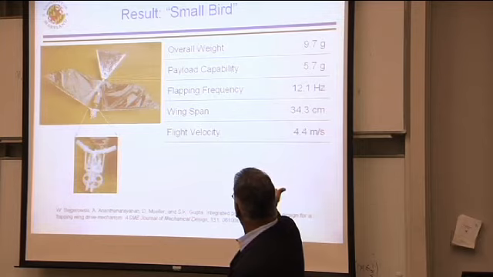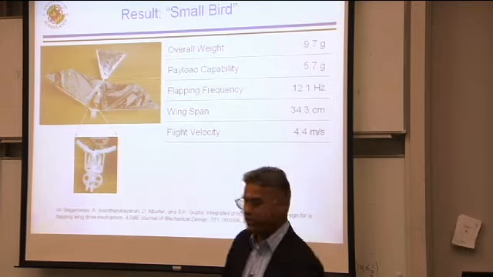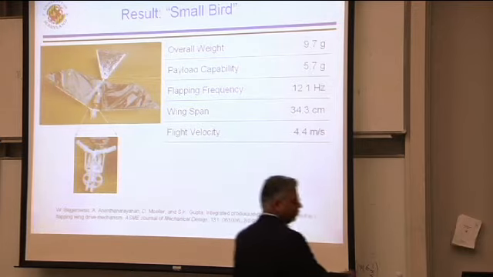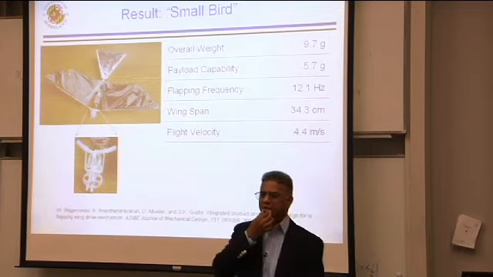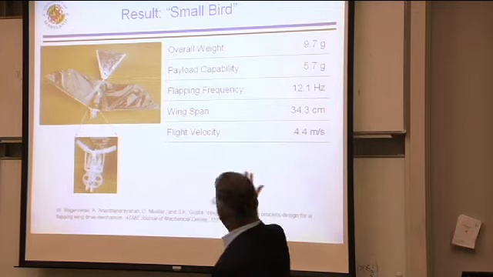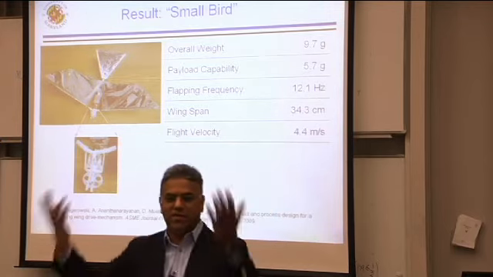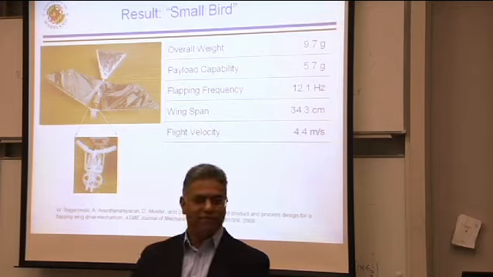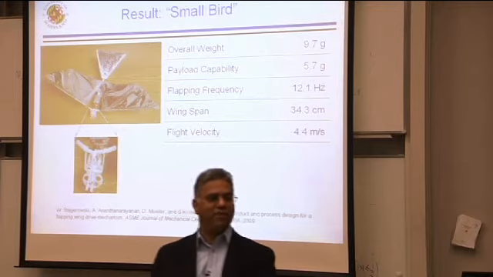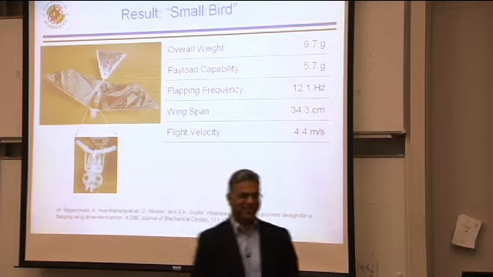And it flies at about 4.4 meters per second, and the flapping frequency is about 12.1 hertz, right? Then our Army sponsor came and said, hey, this is good, but 5.7 grams, not much payload. There's not much we can put on it, right? So not that useful a platform. Basically, make it a little bit bigger so that we can put at least a camera on it, so that we can do something useful with it.